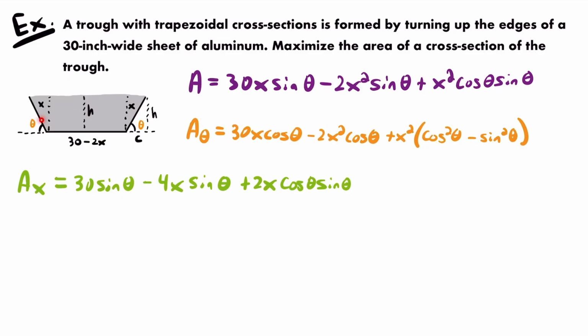You don't want the two sides to have a measurement of 0, and you don't want the bottom of the trough to have a measurement of 0. But anything else is fine. So as a side note here, we know that x has to be between 15 and 0.